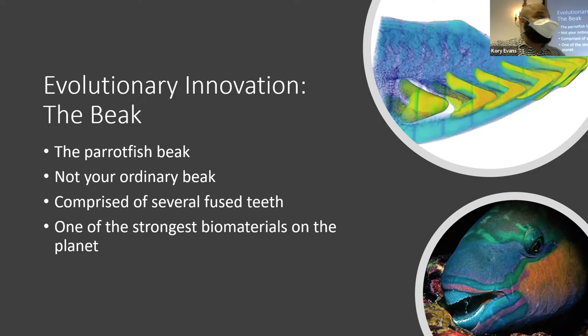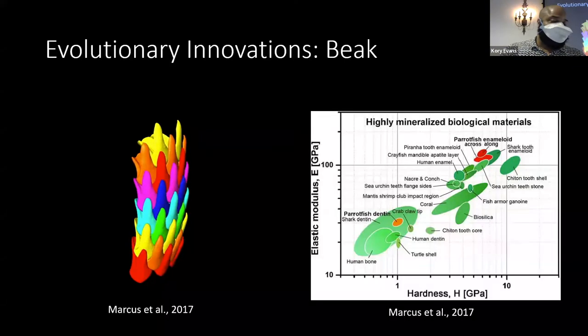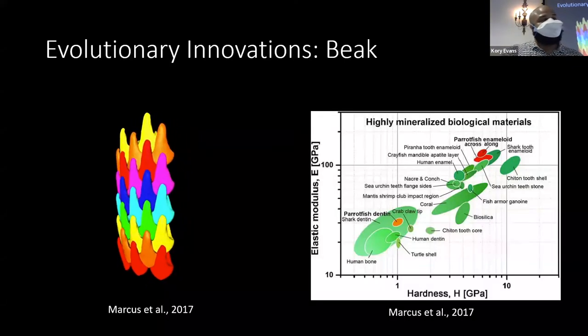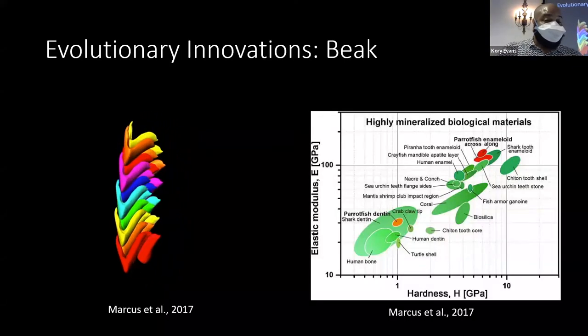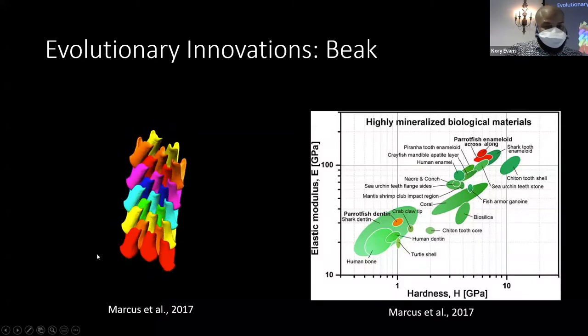So lots of vertebrates have evolved beaks. You know, dinosaurs have beaks, turtles have beaks, and it might be some other group of vertebrates that flies around that have beaks as well. But I've argued that there's really no beak quite like a parrotfish. For starters, the parrotfish beak is composed of one of the strongest biological materials on the planet, and it has a really interesting natural structure.